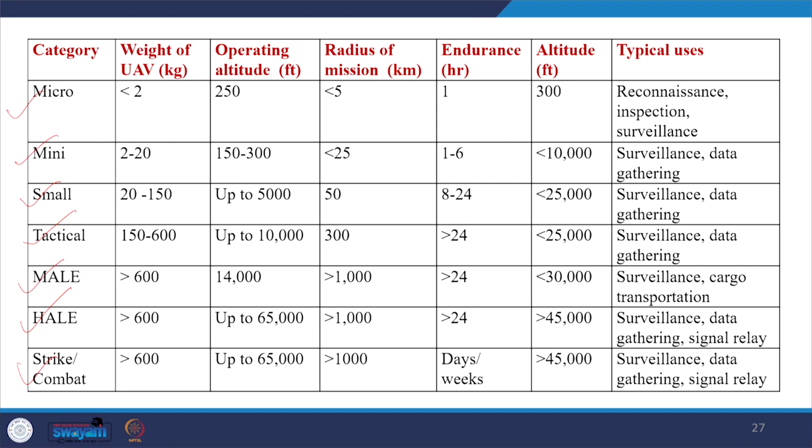So, in this particular table the comparison is given as far as the weights are concerned, operating altitude, radius of mission, endurance, what altitude they can achieve and what is the typical yield. So, depending upon the application we will go for the size of the drone.